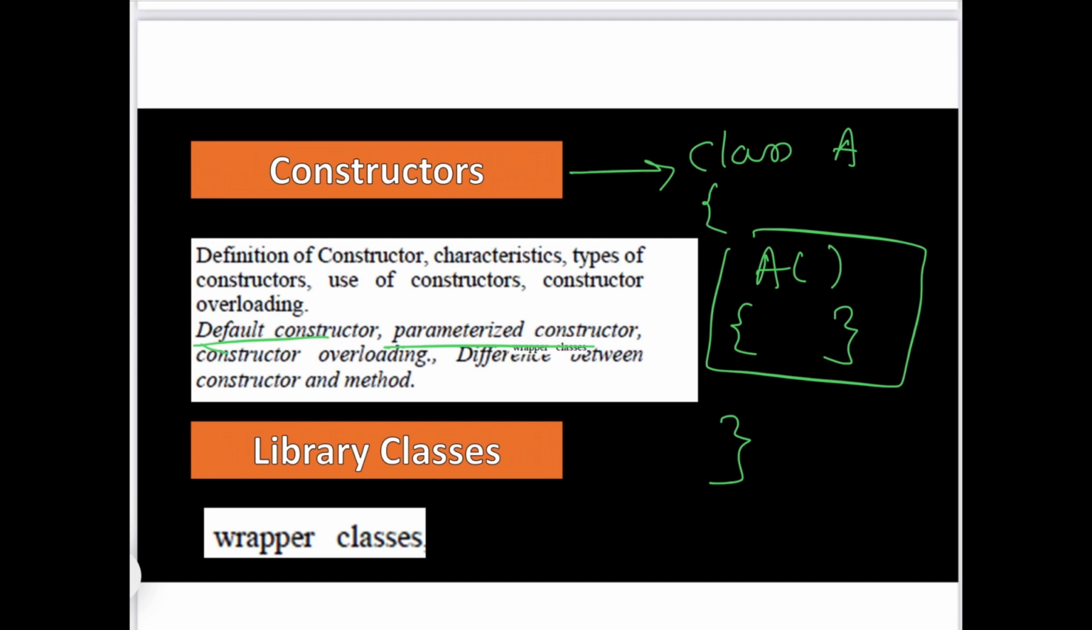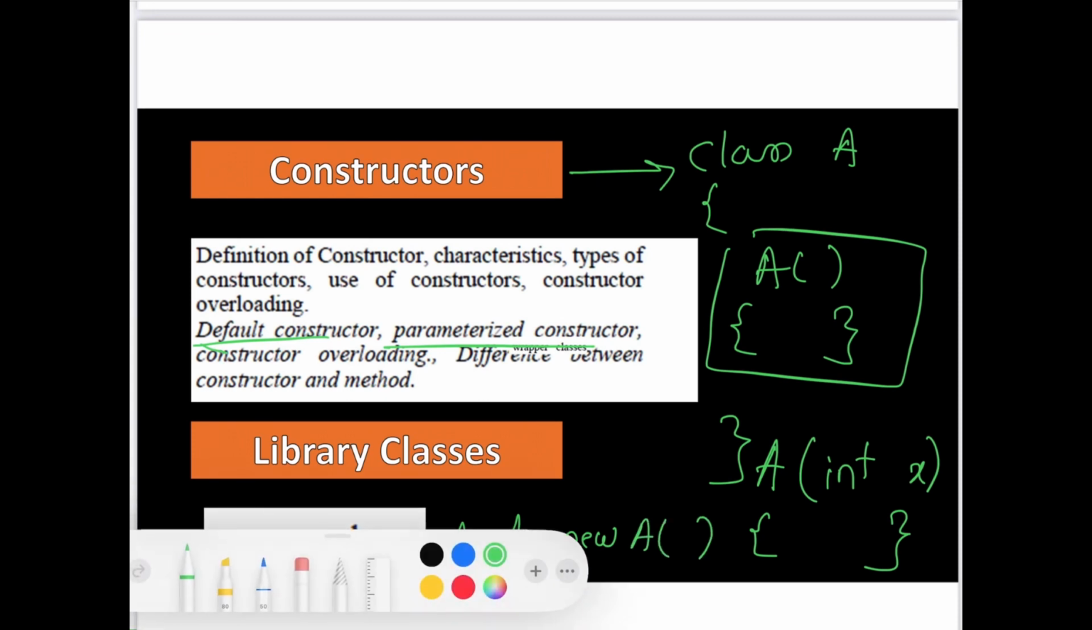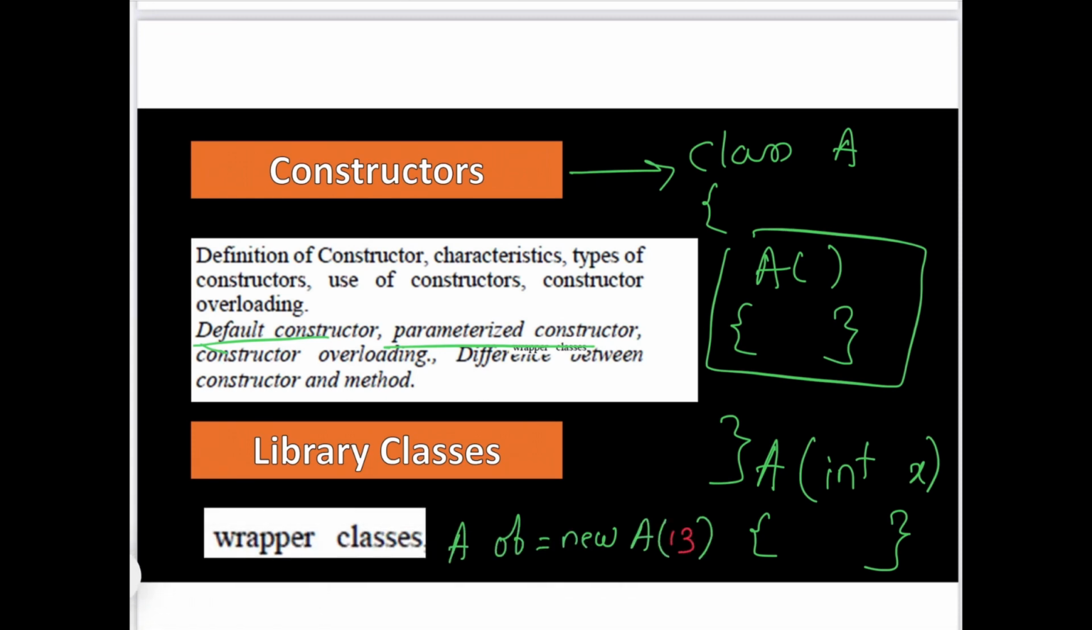Now this is non-parameterized. You may include a parameter, like int x. So this is called a parameterized constructor. When you create the object of class A, A op = new A, and I am sending here 13, this 13 will go where? In x, right? Constructors are called at the time of creation of the object.